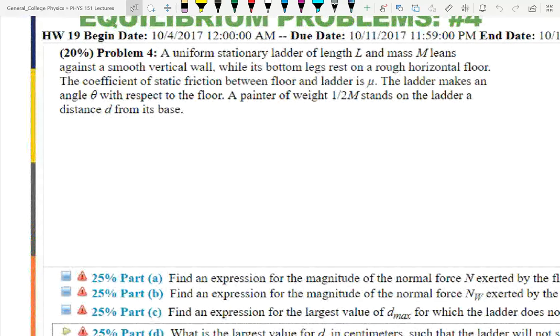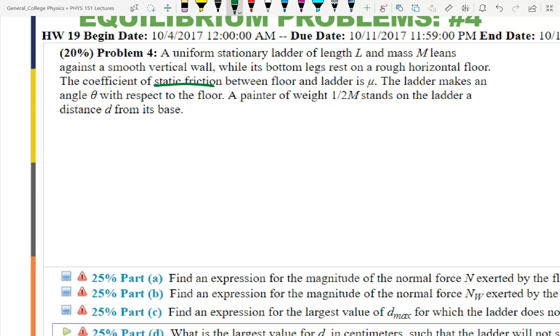A uniform stationary ladder of length L and mass M leans against a smooth vertical wall while its bottom legs rest on a rough horizontal floor. The coefficient of static friction between the floor and the ladder is mu. Notice it's static. This is an equilibrium problem. The ladder is hopefully not going to be sliding away from us. We don't like to climb ladders that are sliding away from us. The ladder makes an angle of theta with respect to the floor.